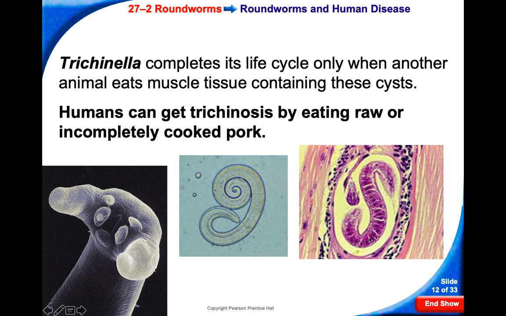You might find these cysts inside pig meat, pork, and then if that pork is not cooked properly to kill these dormant larvae, or those cysts aren't removed at all, then it's possible that these larvae can make their way into the intestines of the new host, and the whole process starts all over again.